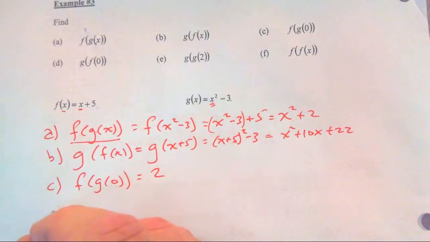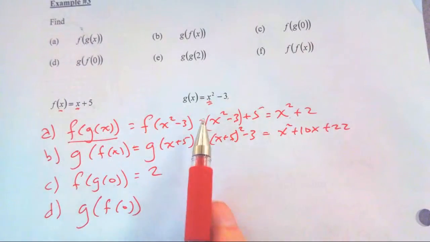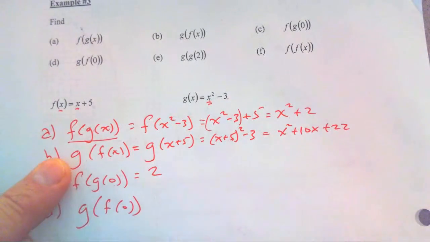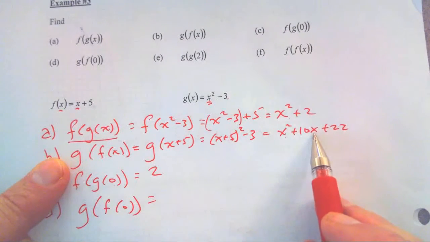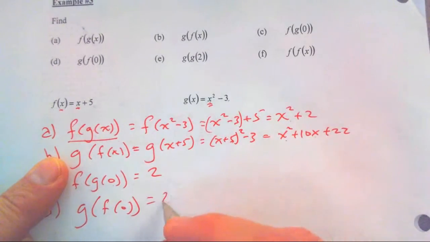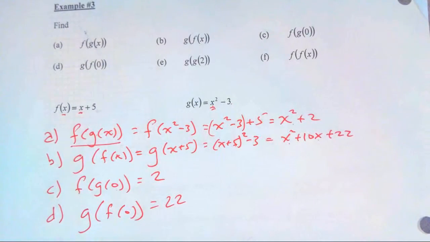So let's handle D maybe the way that the author hoped maybe we would. G of f of 0, rather than put 0 into f and the result into g, let's just go to the g factory. And we get 0 squared plus 10 times 0, plus 22. Again, such easy functions. There's not a huge time savings there, but there certainly could be.